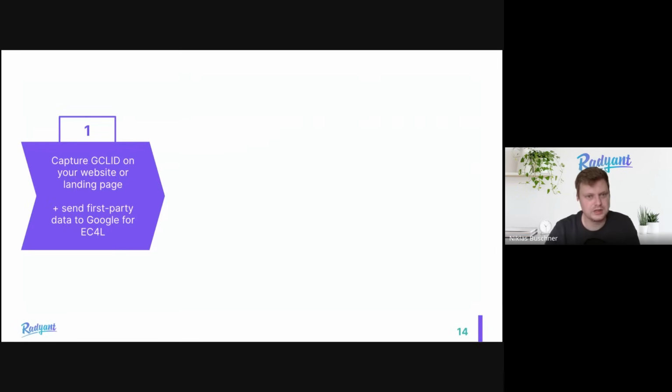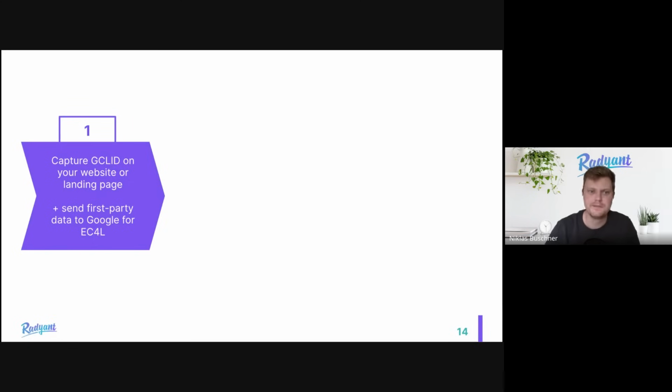The first thing you need to do offline conversion tracking is you have to capture the Google Click ID on your website or landing page, plus send first-party data to Google for enhanced conversions for leads. We will cover enhanced conversions for leads later on, and some of you that might be more into the topic already might think, hey, but Google Click ID, it's nice, but there's GBraid and WBraid. And yes, that's all correct. But for this example, we want to keep it simple.